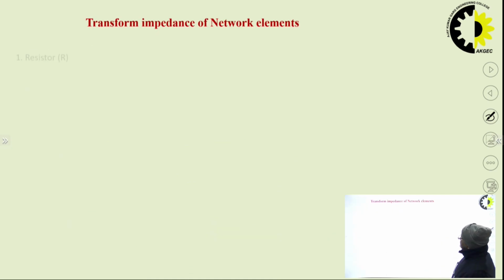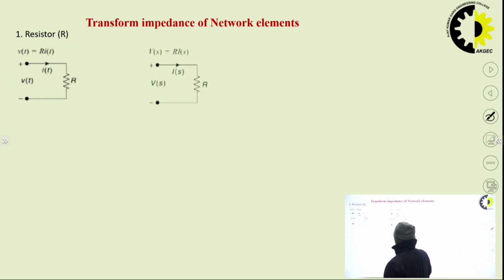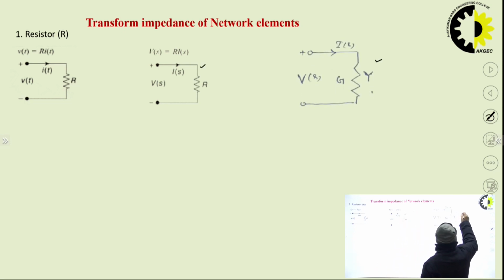We also discuss the circuit elements in time domain as well as S domain. Suppose we have a simple resistor. In S domain the equivalent will be like this. If you apply Kirchhoff's voltage law, we draw the R in this fashion. If you apply Kirchhoff's current law, we draw the equivalent R in S domain in this fashion.